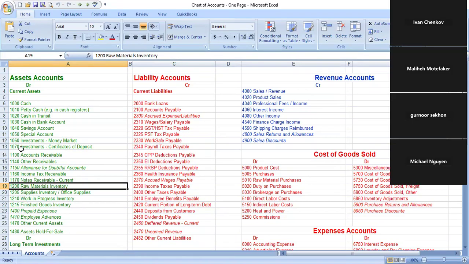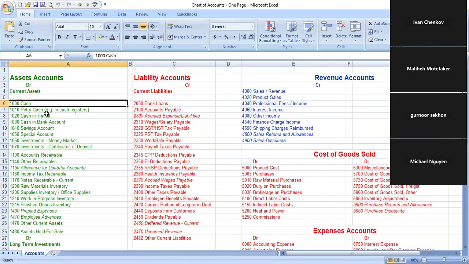Right now, the accounts here are listed by liquidity. What that means is the most liquid account is always first, and since cash is the most liquid, it's always going to be first. So that will be the chart of accounts. We're going to explain more about the chart of accounts when the time comes. Let's go back now to the slides and continue with our slides.